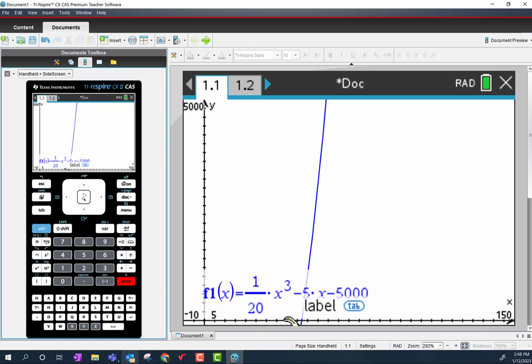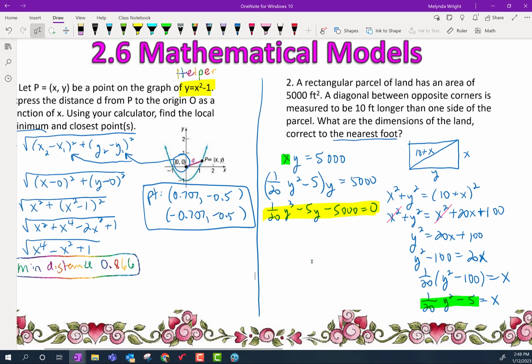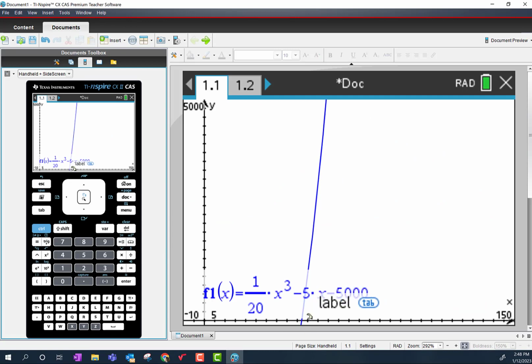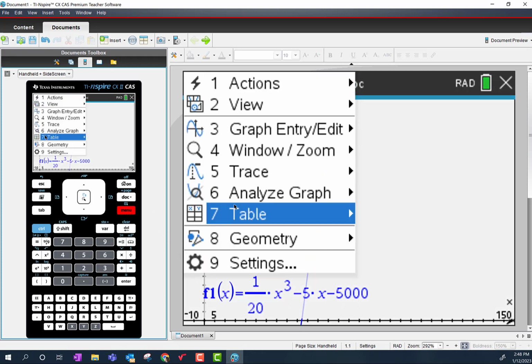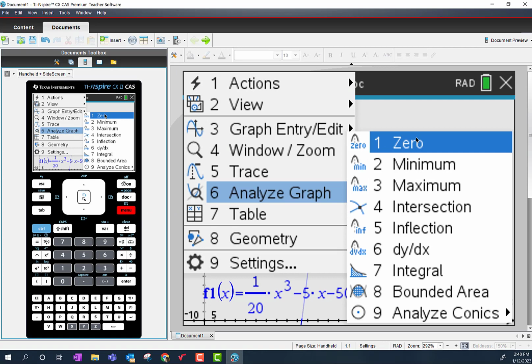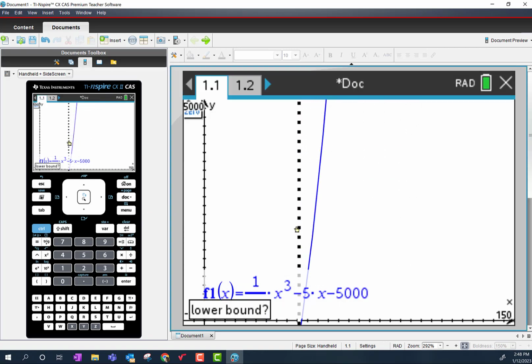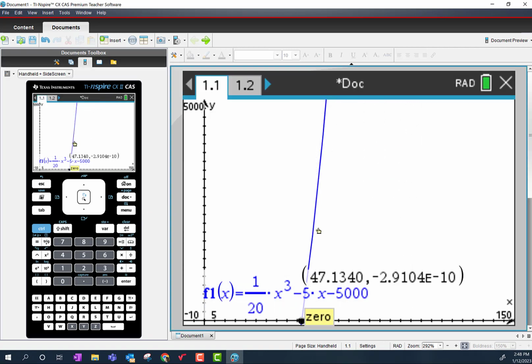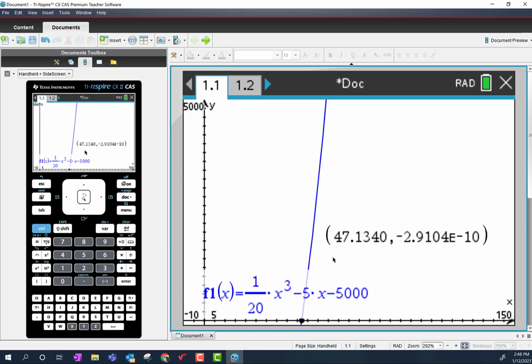So in my work over here, I set this equal to 0. What I'm trying to find out is the zeros, right? I want to find this number right here. So let's do that. We do menu, analyze graph, and we do zeros. We want on this side and on this side, and lo and behold, there's our 0. This is the y value that we want in our work right here, 47.134. Okay, great.